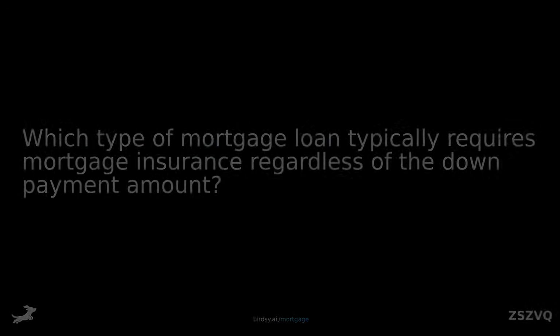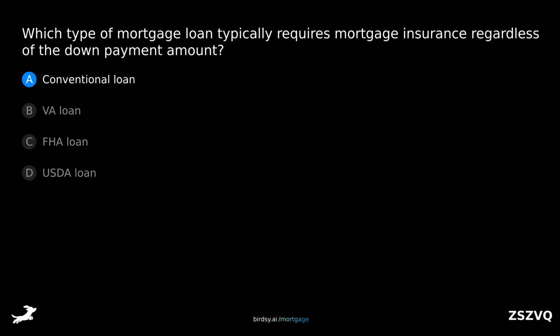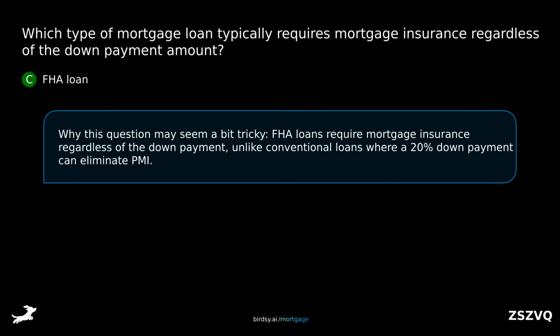cash. Which type of mortgage loan typically requires mortgage insurance regardless of the down payment amount? Is it A, conventional loan, B, VA loan, C, FHA loan, or D, USDA loan? The answer is C, FHA loan. Why this question may seem a bit tricky: FHA loans require mortgage insurance regardless of the down payment, unlike conventional loans where a 20% down payment can eliminate PMI.